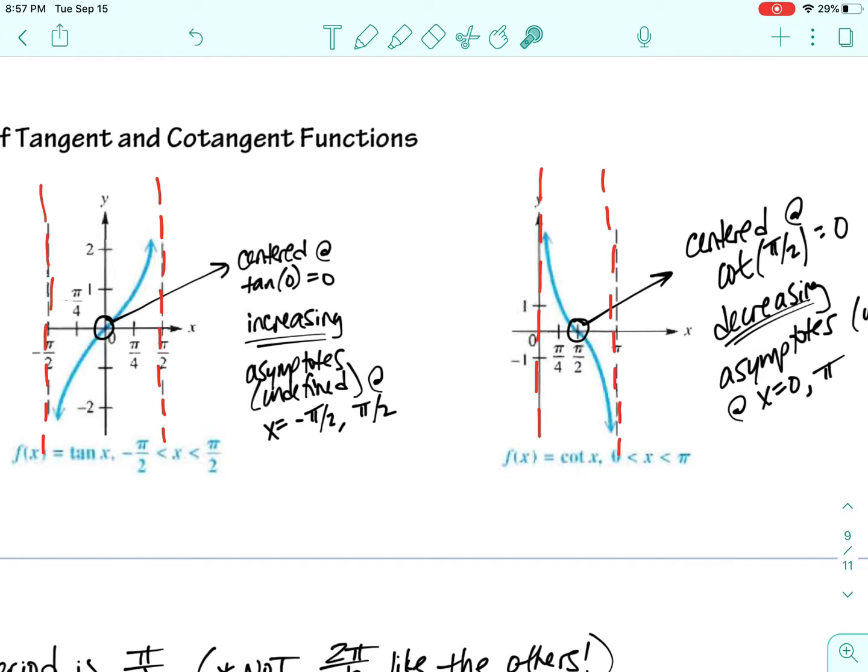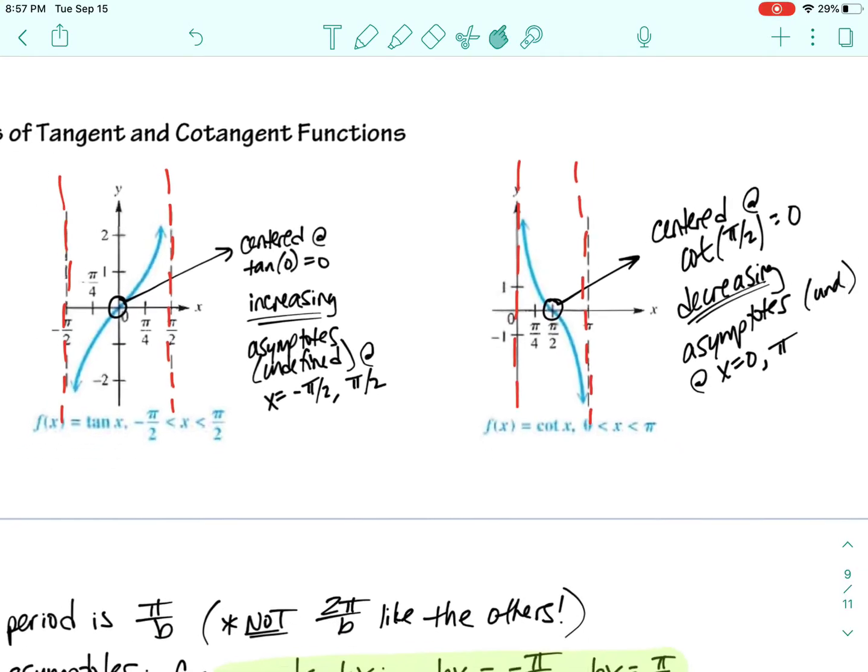What's the x-intercept? In this case, where does the tangent hit the x-axis? Tangent hits the x-axis at 0. That is where I like to refer to the graph as being centered. Cotangent hits the x-axis in a different spot. Remember, there's an asymptote at 0. This one hits at pi over 2. Those are things that you need to memorize or have written down.